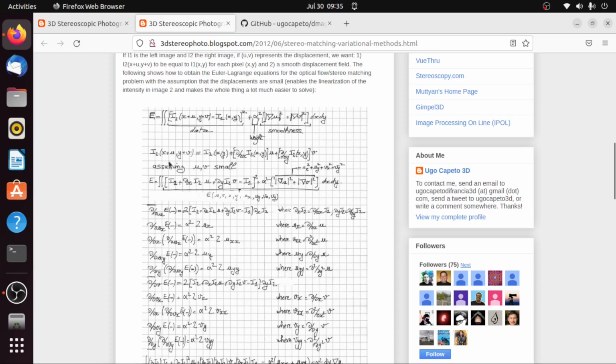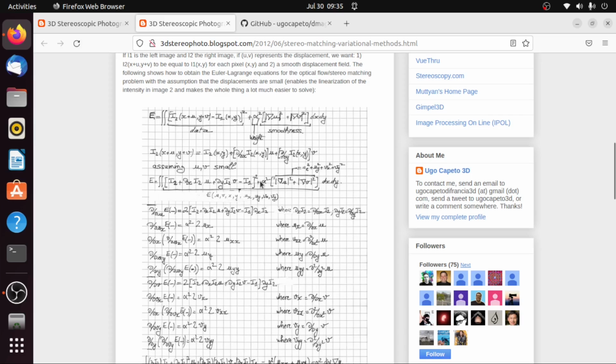Okay, so here I'm expressing I2. This is a Taylor expansion, with I2 being dependent on two variables, the U and the V, and then you have to assume. So this is a Taylor expansion, but it's assuming UV is small. That means the displacement is assumed to be small.